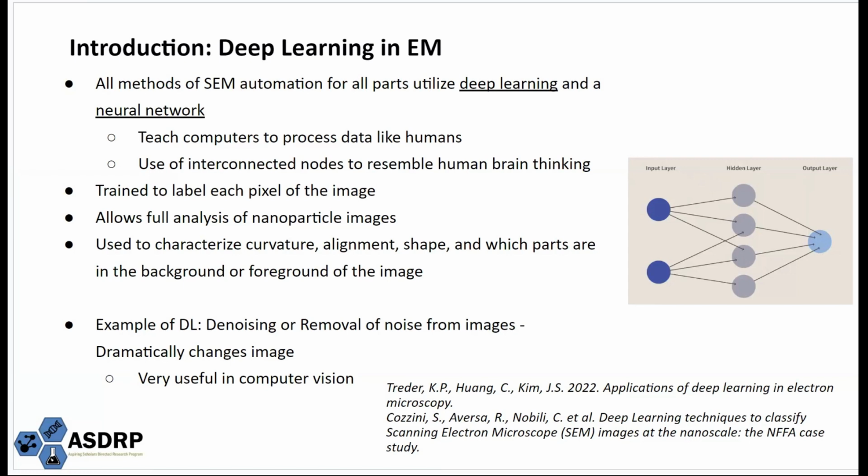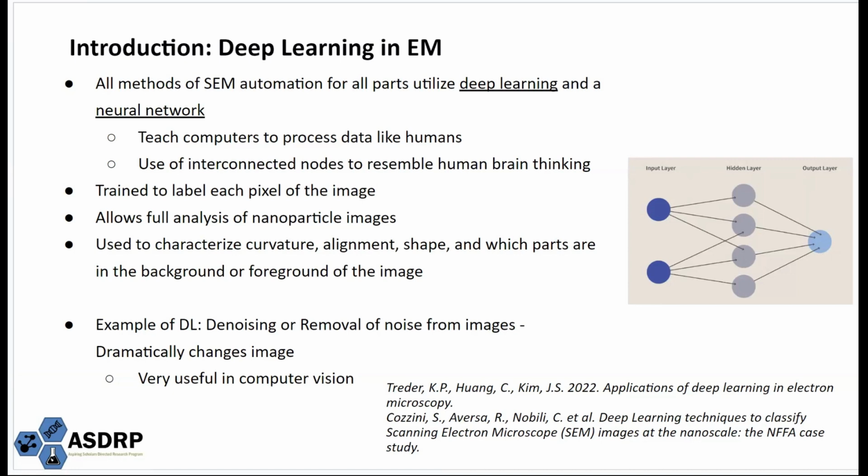And it takes an analysis of the nanoparticle images, which are the small details, and it can focus in on each pixel and label it as being part of an overall picture of the feature, like curvature, alignment, or shape, which shows how each pixel is part of a greater feature within the entire image.